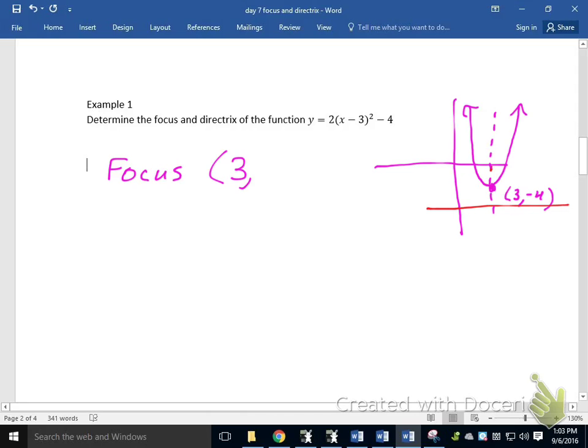Now, as far as your y value, that's where you're going to use the formula, and it said k plus 1 over 4a. And I'm just going to apply that now, that the value of a in this case was 2. So, and the value of k was negative 4. So negative 4 plus 1 over 4 times the value of a is 2. And so that's negative 4 plus 1/8. And if I add 1/8 to negative 4, I get negative 3 7/8.